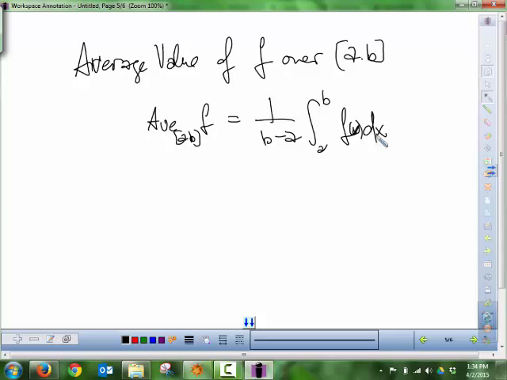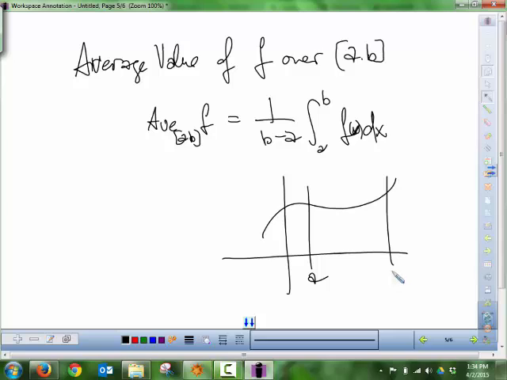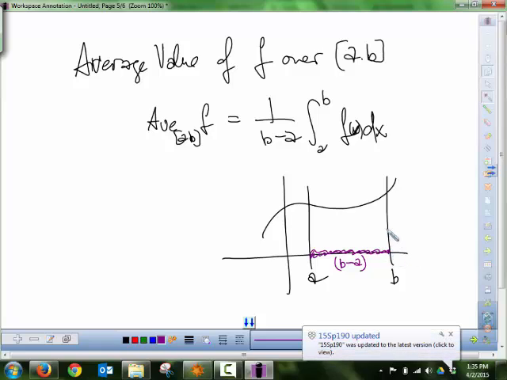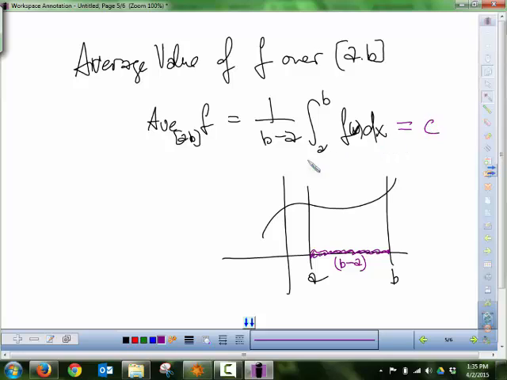So what does this mean? It means a couple of things geometrically. It's the average. If you have a function, it looks like this from A to B. The B minus A is this length over here, right? It's the length of the base of what you're integrating over. And then you will eventually get this average value to equal the integral here.